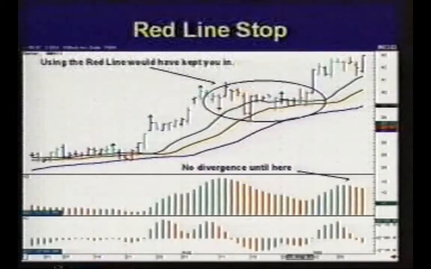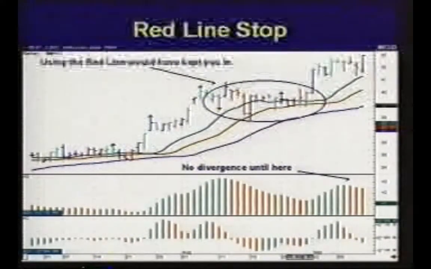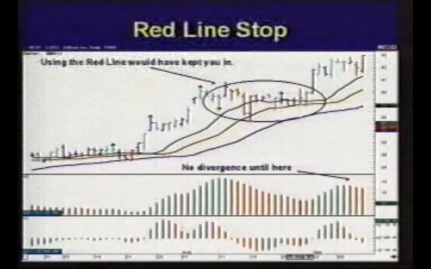Here's another chart. Here, as you see, I pointed out, using the red line would have kept you in. In that entire circled area, none of those bars ever closed below the red line. You had your fractal up at the beginning of the move, clearly outside of the gator's mouth. And notice these carets on top, those are fractals.